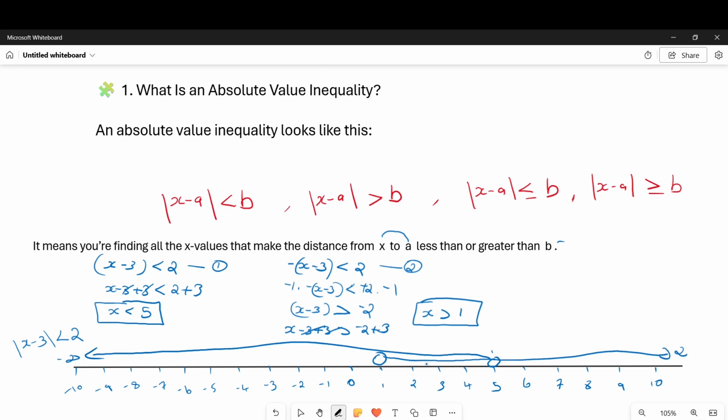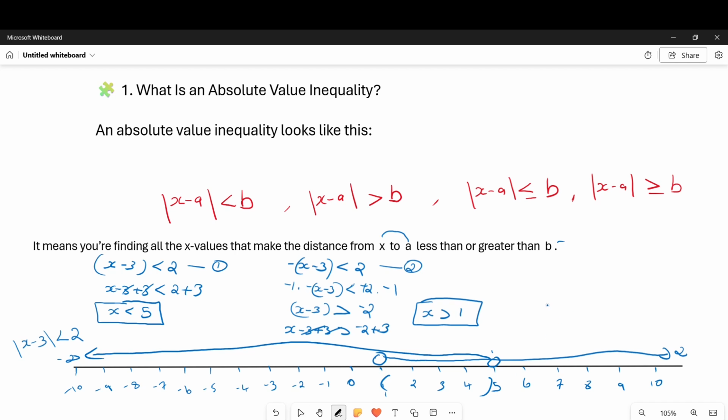Okay, now what we need to do is make both conditions true. Both conditions should be true, so we need to look for the overlapped region. Which is the overlap region here? This one is the overlap region. So between 1 and 5, and 1 and 5 are not included. So the overlap region is between 1 and 5.